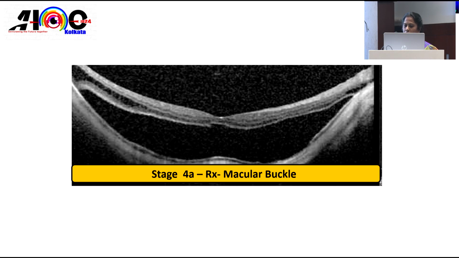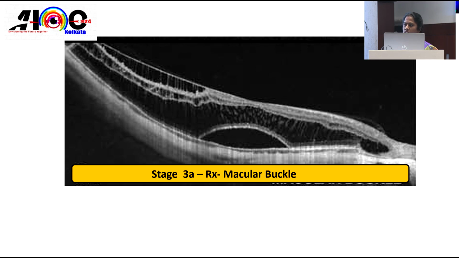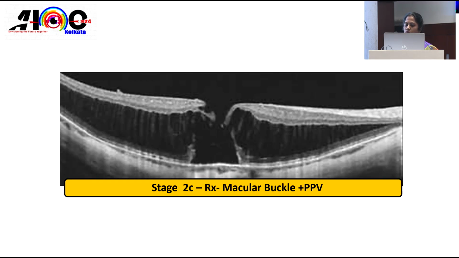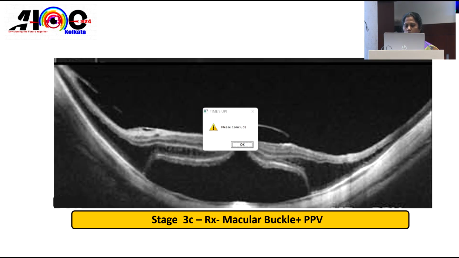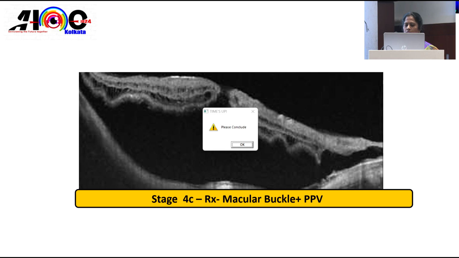If you have a detachment, please understand it is a macular buckle. If you have a schisis, it is a macular buckle. If you have a defect in the inner sensory retina, you would do a combination of a macular buckle with a PPV if you are having the associated defect also. So then this is what it is to understand.